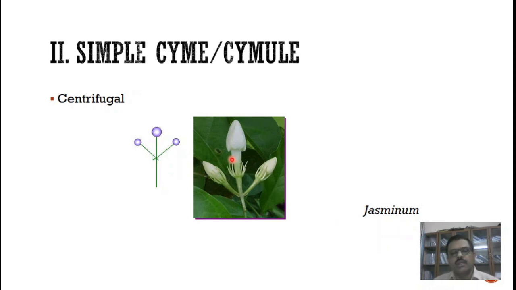In jasmine we see it like this. In the middle the growth of the peduncle ends in a single flower, and two young flowers are developed below the older flower. So we find a bract below the older flower, a pair of bracts. Two bracts are formed from which these two flowers develop. So simple cymes or cymules appear as clusters of 3 flowers.